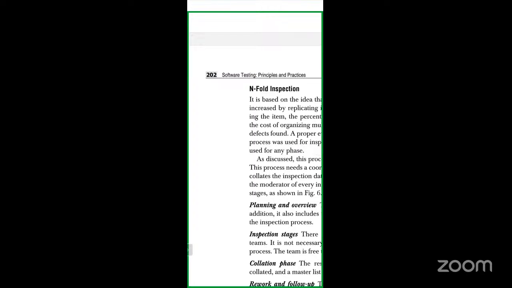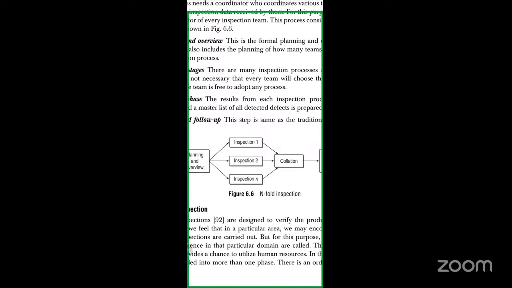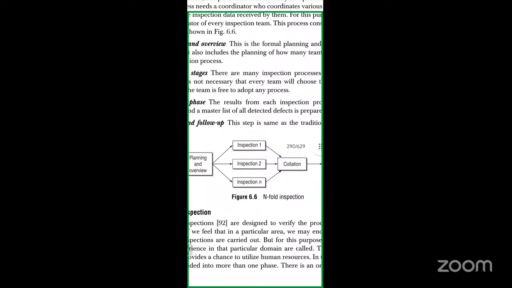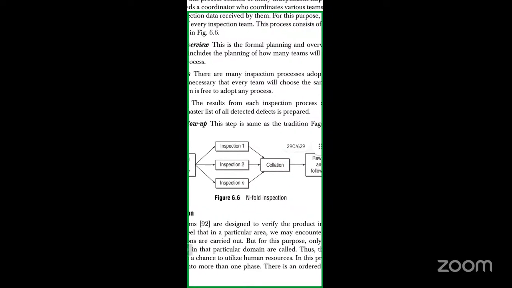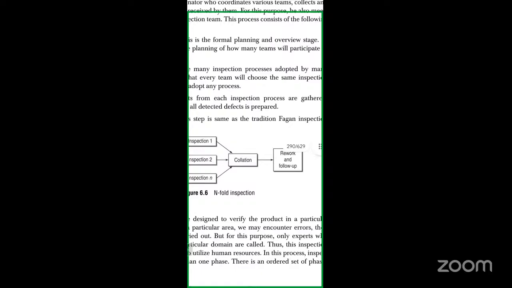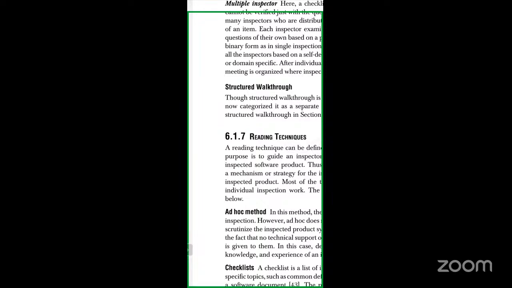So we are also having n-fold inspection, where you will be having n number of foldings, so you can say. That is, you will be having the phases as usual, and you will be doing it in n number of ways. Okay, that is n number of phases we can say. Then you will be having phased inspection, that is single phase and multi-phase inspection, that you will be having as a whole for testing that particular coding part.